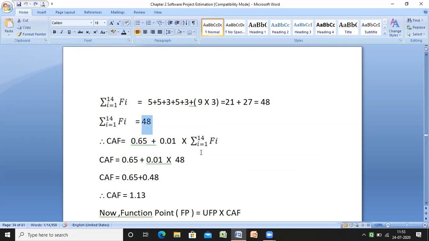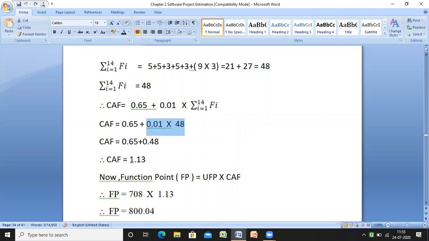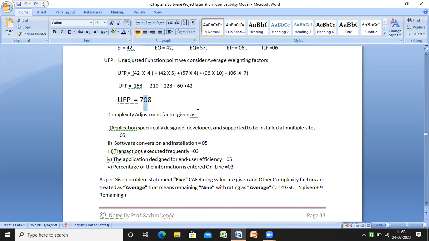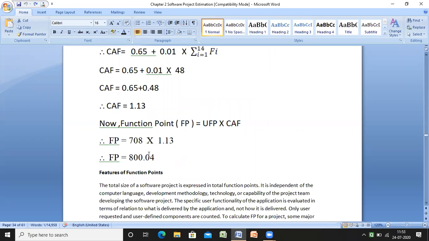So if I'm going to put this into the formula, 0.65 plus 0.01 into summation of FI, where i varies from 1 to 14, 48 values I'm going to put over here. 0.48 is calculated with the multiplication of 0.01, and the last output will be 1.13. So function point is calculated one more time as UFP into CAF. UFP is already calculated, 708 over here. 708 into 1.13 is 804. This is the last output we get.